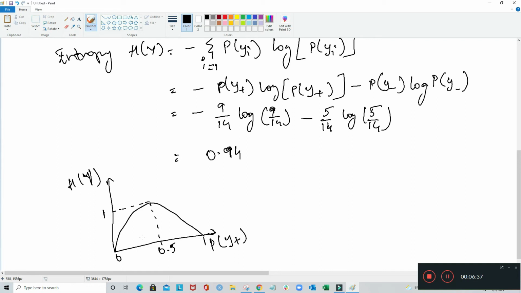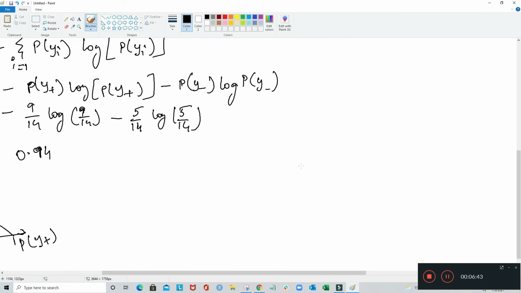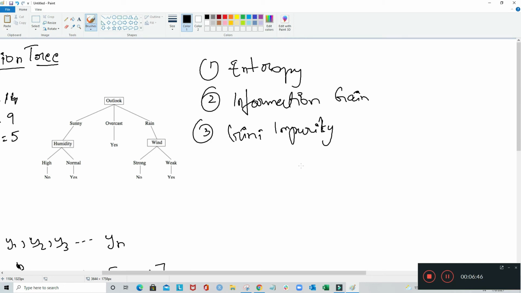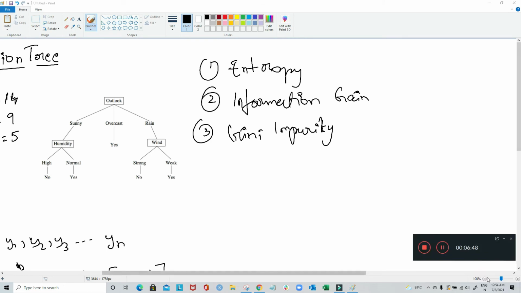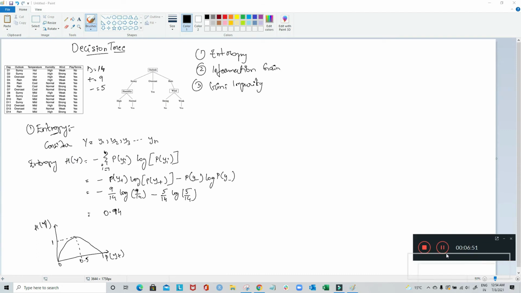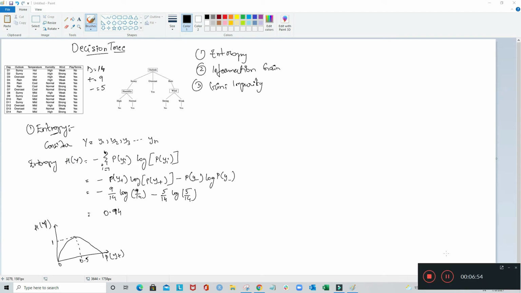Now, this is entropy, and the next one is information gain. Information gain, IG.